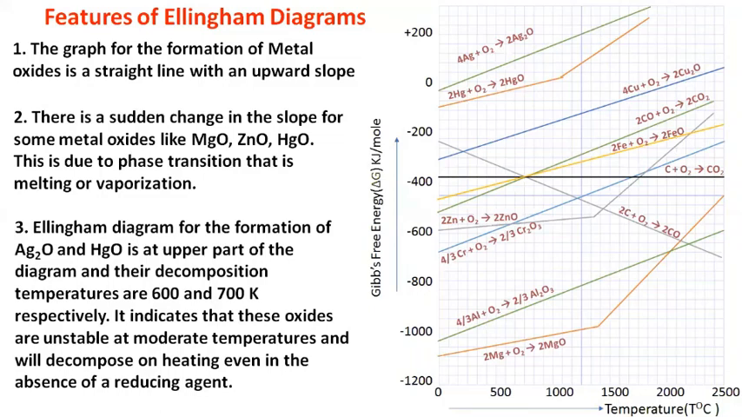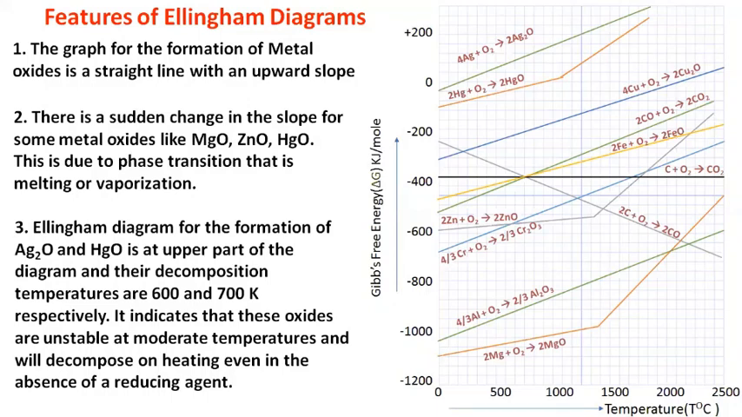That is, silver oxide will be decomposed at 600 Kelvin only, and mercuric oxide will be decomposed at 700 Kelvin respectively. This indicates that these oxides are unstable at moderate temperatures and will decompose on heating even in the absence of a reducing agent. Without using a particular reducing agent, we can see that these metal oxides are converting into metals.